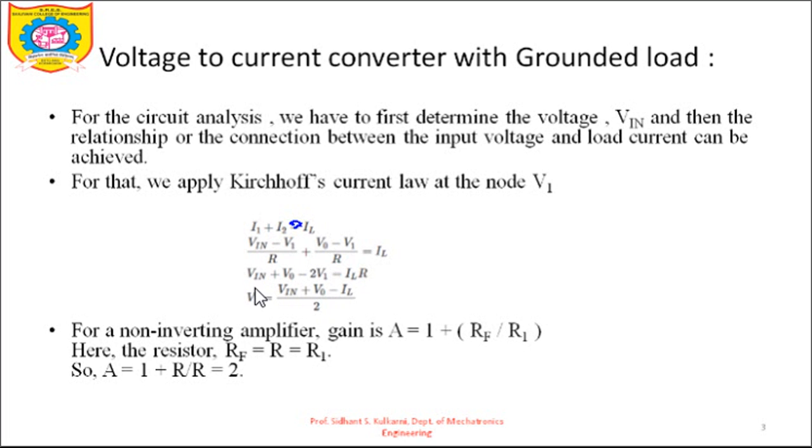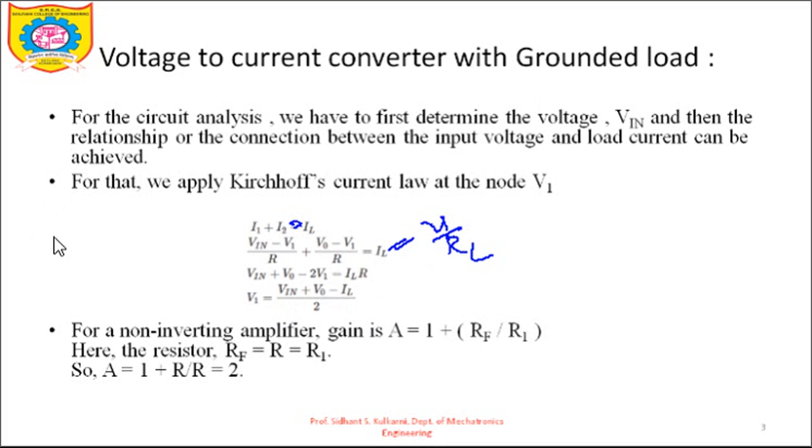So we can write Vin plus V0 minus 2 times V1 is equal to IL into R, because we can take this R to the right hand side. We need not represent IL as V1 upon RL, we can keep it as it is. This R, which was taken as the common LCM, goes to the right hand side and multiplies, giving IL into R. Now we can write the expression for V1 as Vin plus V0 minus IL R divided by 2.